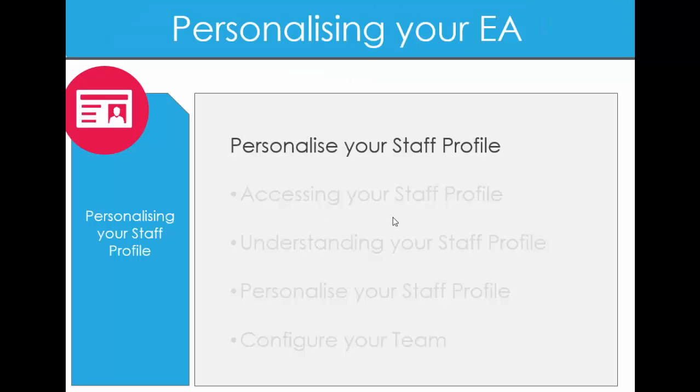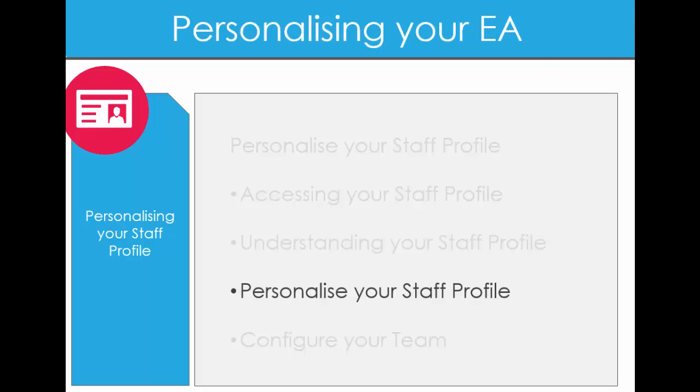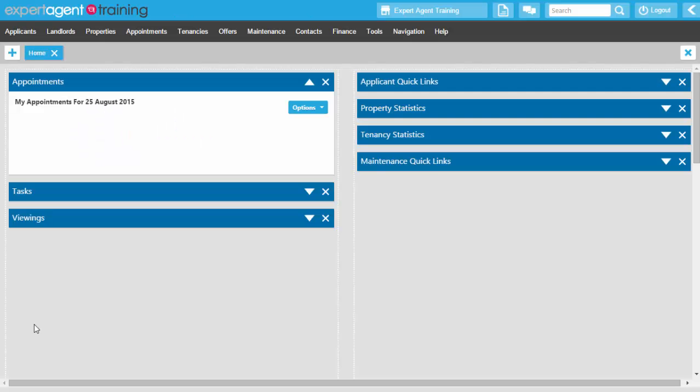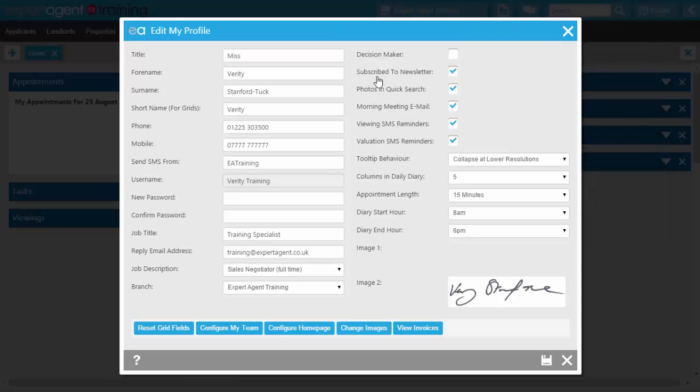The next thing we're going to look at is personalizing your staff profile. So accessing the staff profile, understanding it, personalizing your staff profile, and configuring your team. So once again, hopping into Expert Agent, your staff profile is accessed under the Tools option in the top menu and selecting My Profile.